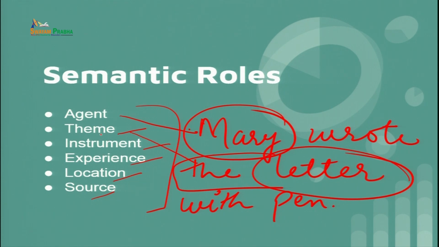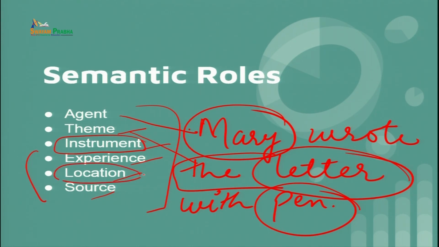Now, the question here is, if the agent is Mary and the theme is the letter, then what is the instrument? The entity that is used by the agent to perform an action is referred to as an instrument, and it is pretty clear that here the instrument is the pen. Okay. Now, there are other points that need to be understood. For example, experiencer: when a noun phrase performs an action that includes a feeling or a perception, then it comes under the category of experiencer.